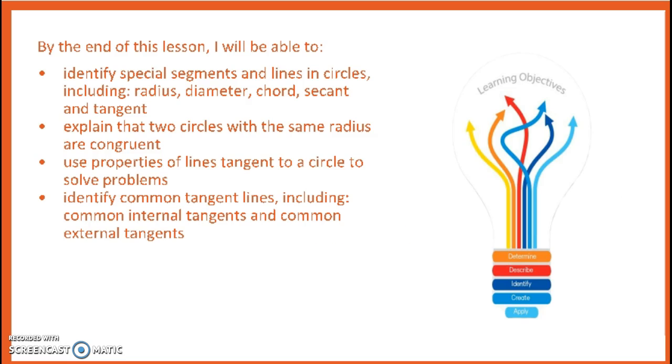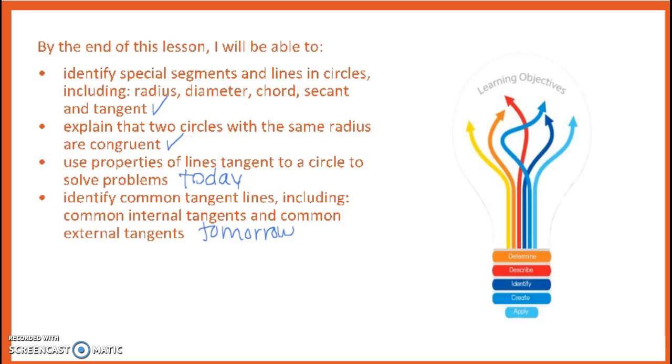And in Monday's class, you identified special segments and lines and circles, including radius, diameter, chord, secant, and tangent. You also were able to explain that two circles with the same radius are congruent. Today we are going to use properties of lines tangent to a circle to solve problems, and tomorrow we will identify common tangent lines, including common internal and common external tangents.